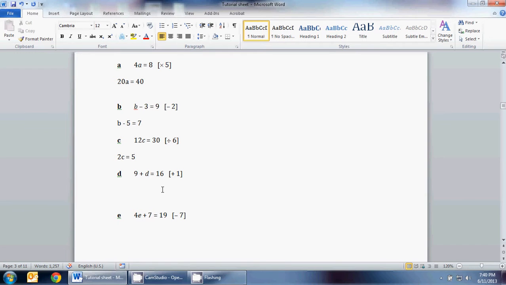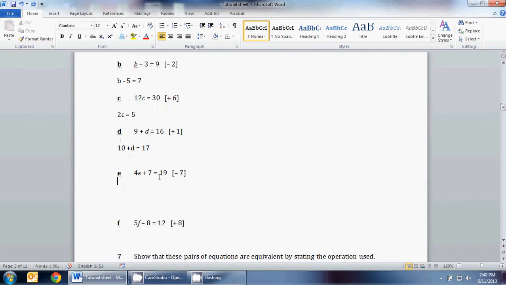Okay, so having a look at this next one, we need to plus 1 to both sides. So with this one, it's quite easy. 9 plus 1 is obviously 10. So it changes to 10 plus D. And 16 will turn into 17.